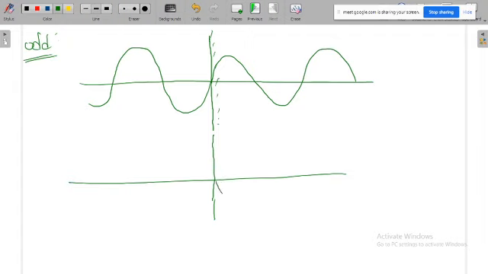Anybody? You'll get the answer like this. So what I am doing now, I am taking the mirror image with respect to the y axis. So now I will get the diagram like this. Yes sir, is it okay?